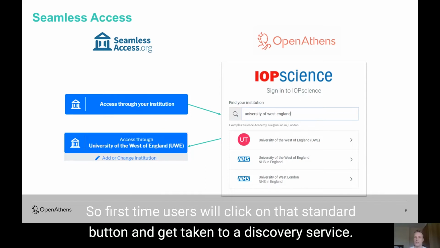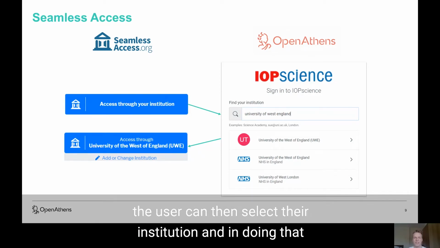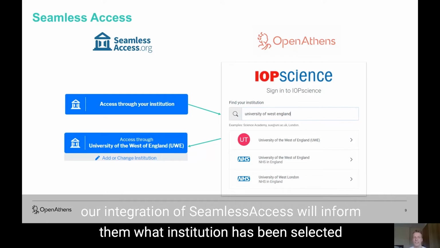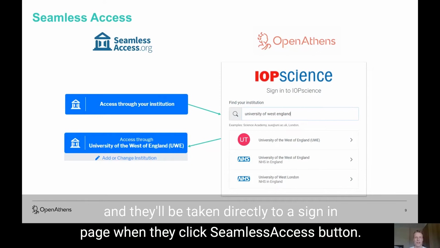First-time users will click on that standard button and get taken to a discovery service, in this case, our Wayfinder discovery service. The user can then select their institution, and in doing that, our integration with Seamless Access will inform them what institution has been selected. So in future, on any Seamless Access enabled site, the user's institution will be remembered and they'll be taken directly to a sign-in page when they click the Seamless Access button.